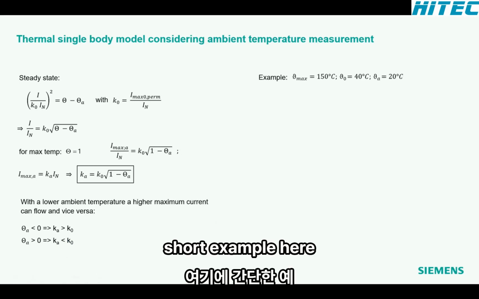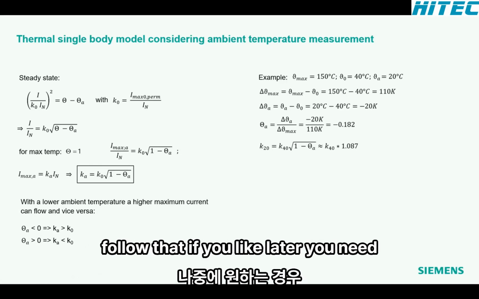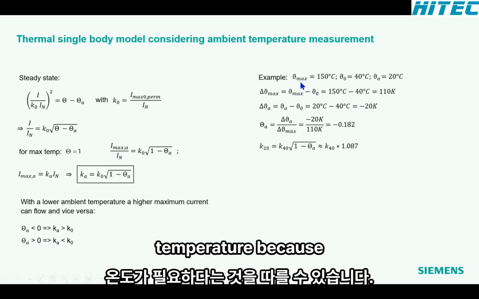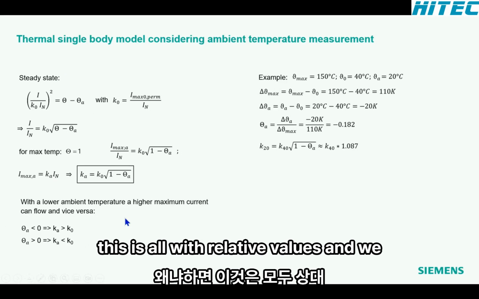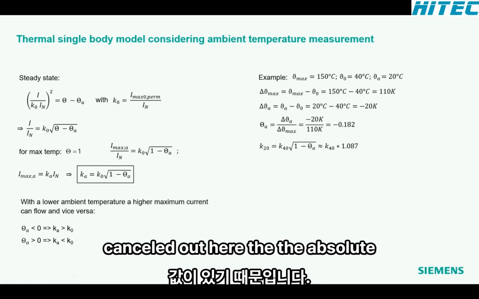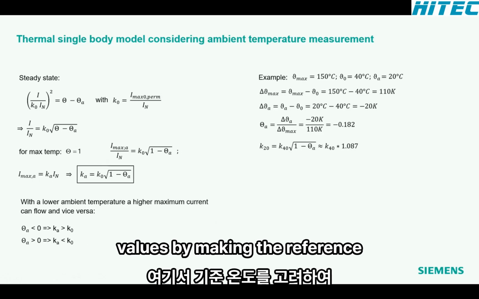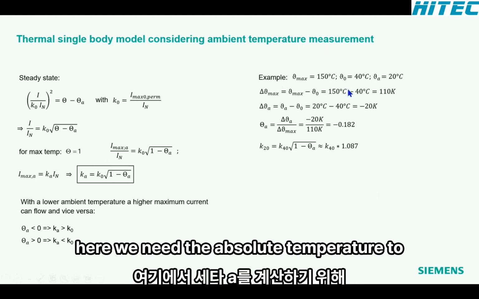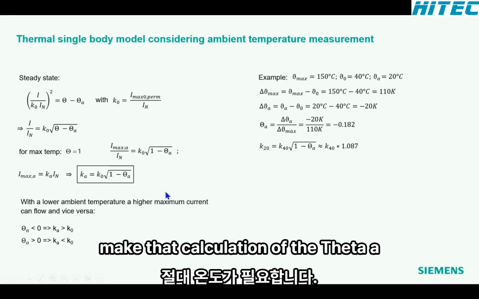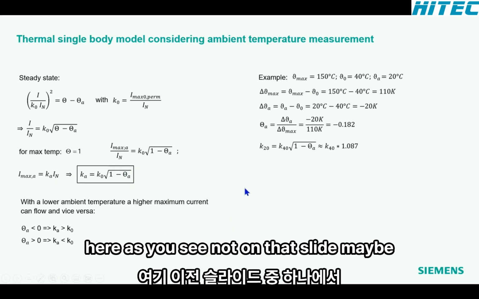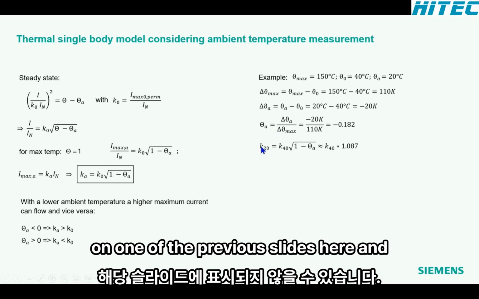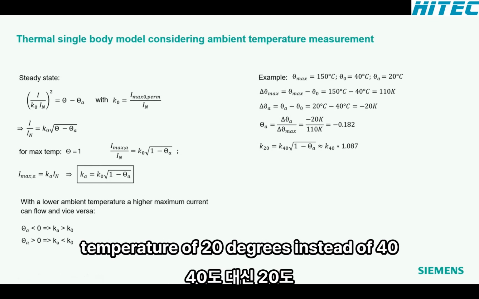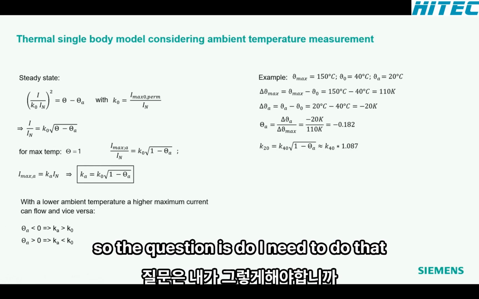Short example here. I made a calculation here. You can follow that if you like later. You need here one absolute value, the maximum temperature, because this is all with relative values, and we canceled out the absolute values by considering the reference temperature. Here now we have another temperature, so we need the absolute temperature to make that calculation of the theta A here. As you see, maybe on one of the previous slides. And in that way, I can calculate now a K factor, for example, for an ambient temperature of 20 degrees instead of 40 degrees. So the question is, do I need to do that?